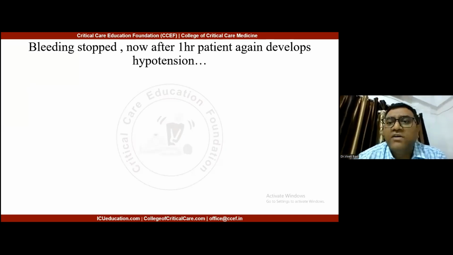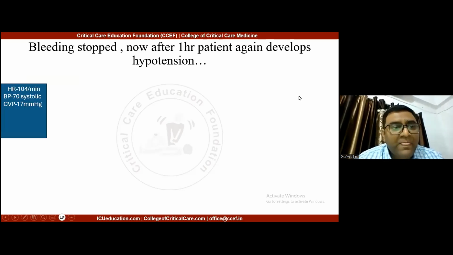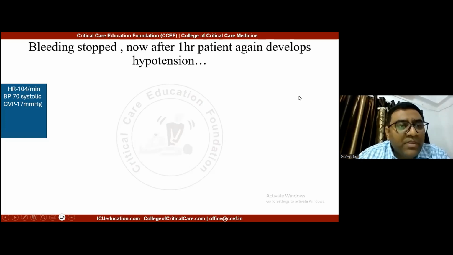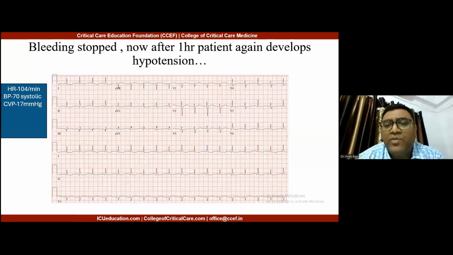Besides this indication, now bleeding has stopped. Now after 1 hour, patient again develops hypotension. Right? Heart rate is 104, BP 70 systolic, CVP is 17, and this is the ECG of the patient.